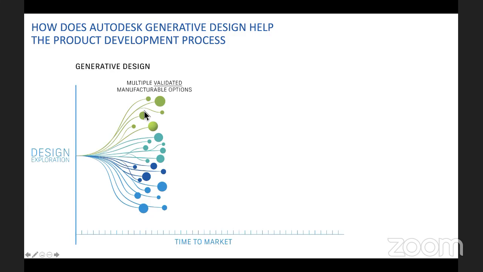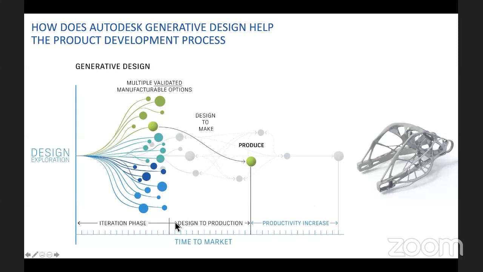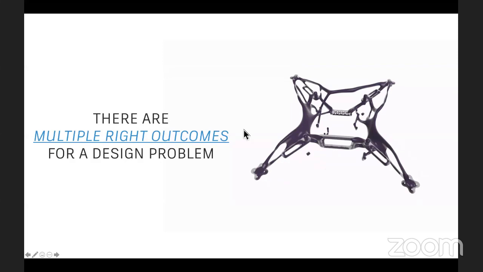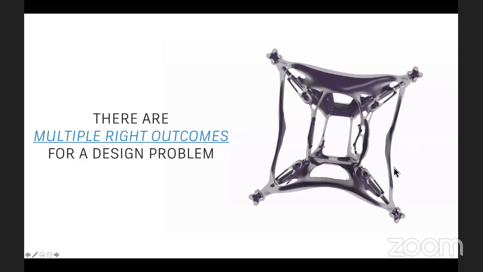Let's take the same example. What if the initial designs, the concept designs that we create, are all validated, all ready for manufacturing? In that case, we can reduce a significant amount of time and impact our productivity. So rather than going forward with back and forth feedback sharing, we can choose one of them and make it ready for manufacturing. Technically, we say there are multiple right outcomes for a design problem, and it could be anything. It could be a bracket, it could be a component, maybe a frame of a drone. The image you see right here is actually a redesigned frame of the DJI Phantom.